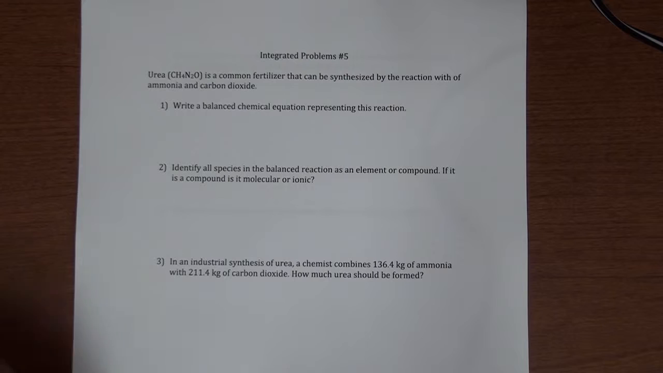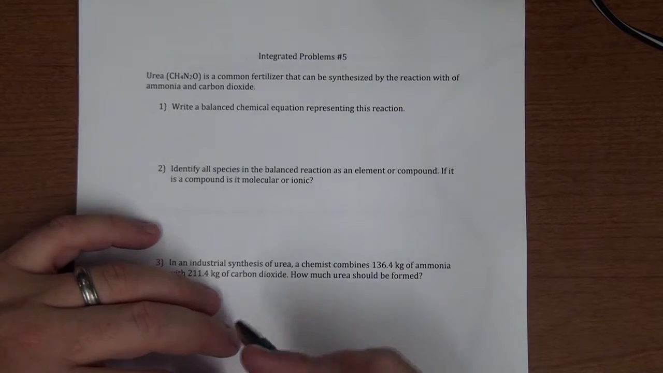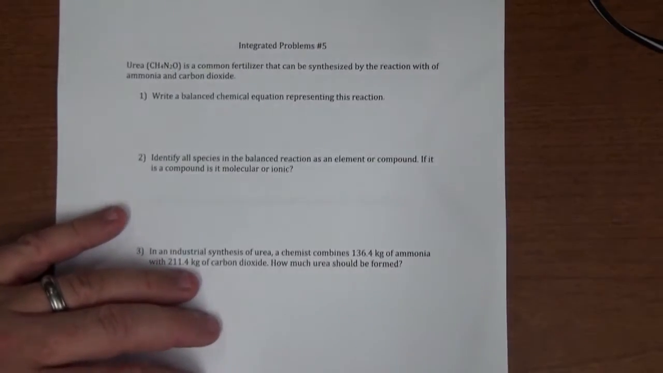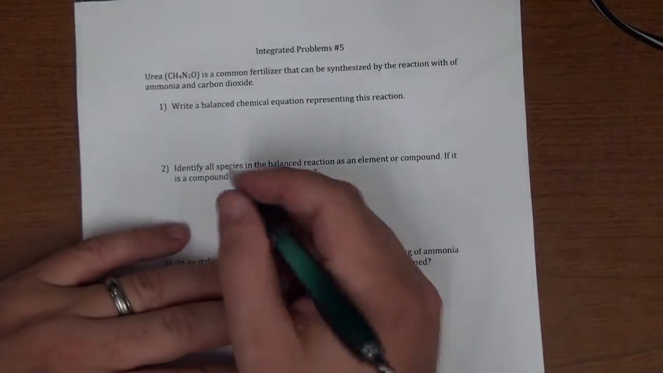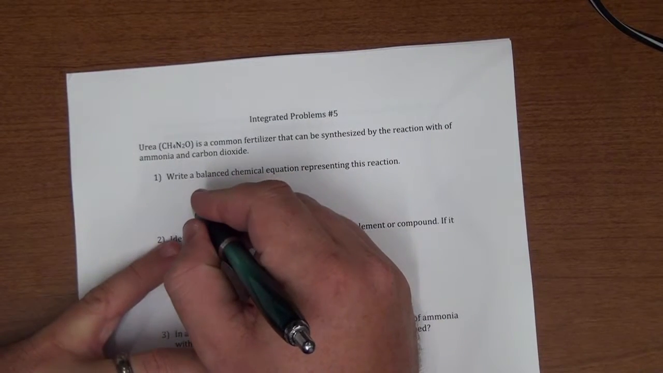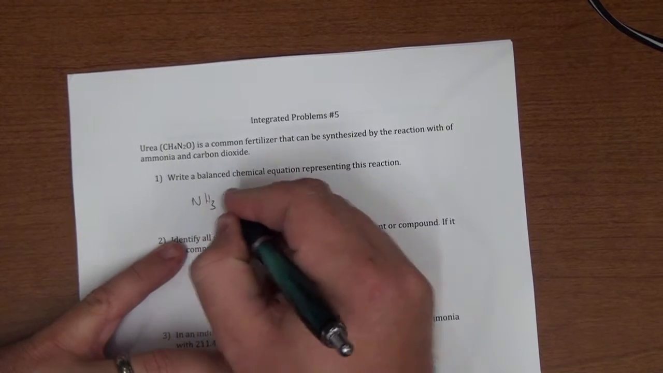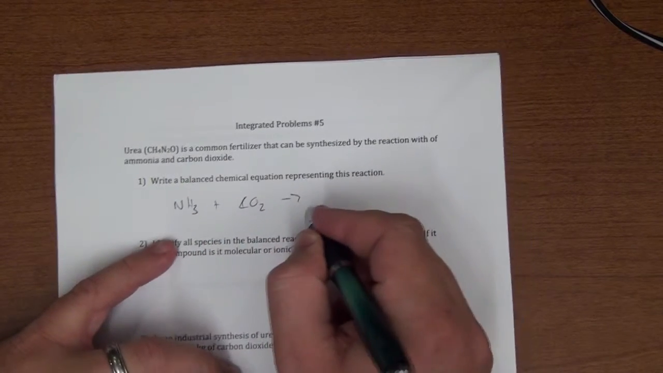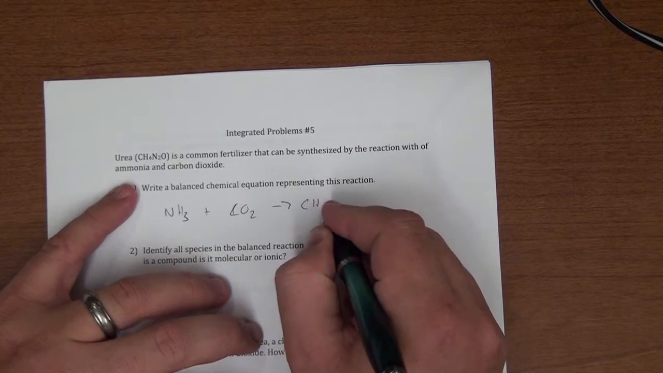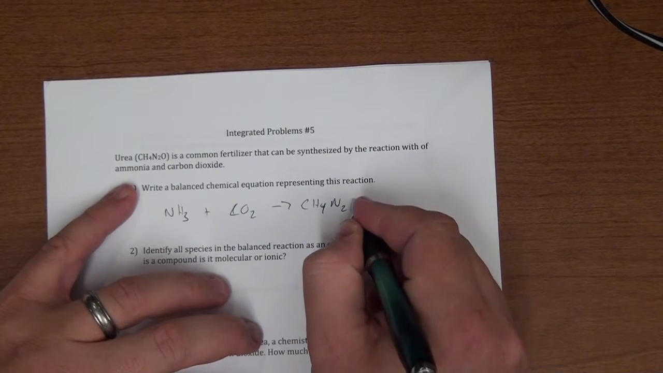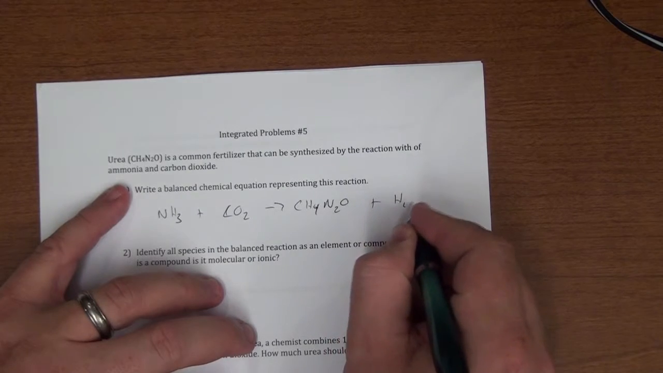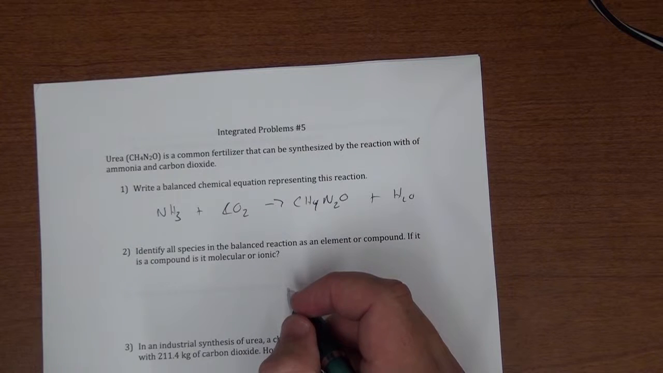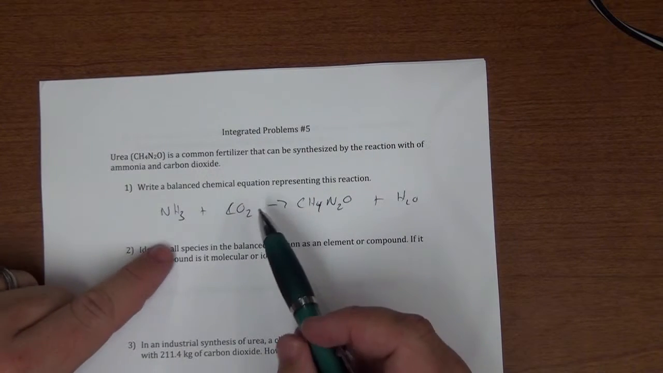So we're going to write a balanced chemical equation representing this reaction. We're going to form this urea from the reaction of ammonia, which is NH3, plus carbon dioxide, CO2, to form urea, CH4N2O, plus water.